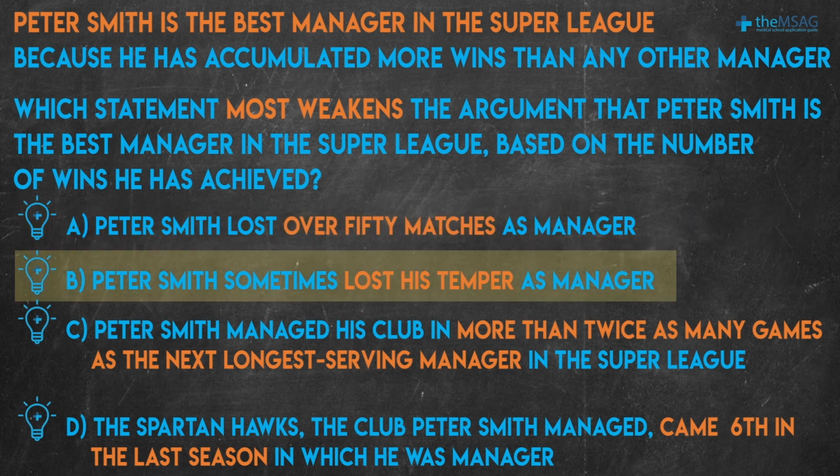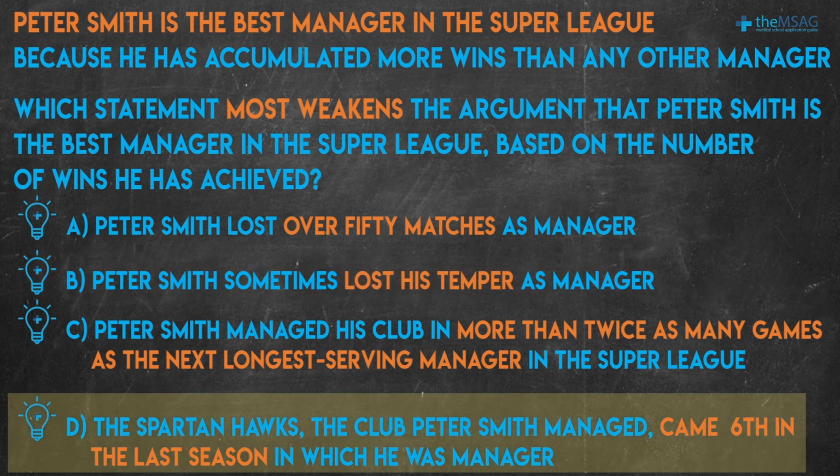The second answer, B, Peter Smith sometimes lost his temper as manager, is neither relevant nor watertight. Losing your temper does not directly relate to being the best manager based on number of wins. The fourth answer, the Spartan Hawks, the club Peter Smith managed, came 6th in the last season in which he was manager, seems relevant, but again, it's not watertight. Evidence based on one season does not destroy the argument that Peter Smith was the best manager based on the number of his wins. Also, 6th out of how many? 6th out of 6 teams is very different to 6th out of 600. You are now ready to tackle a weaken and strengthen question based on a full-length passage.